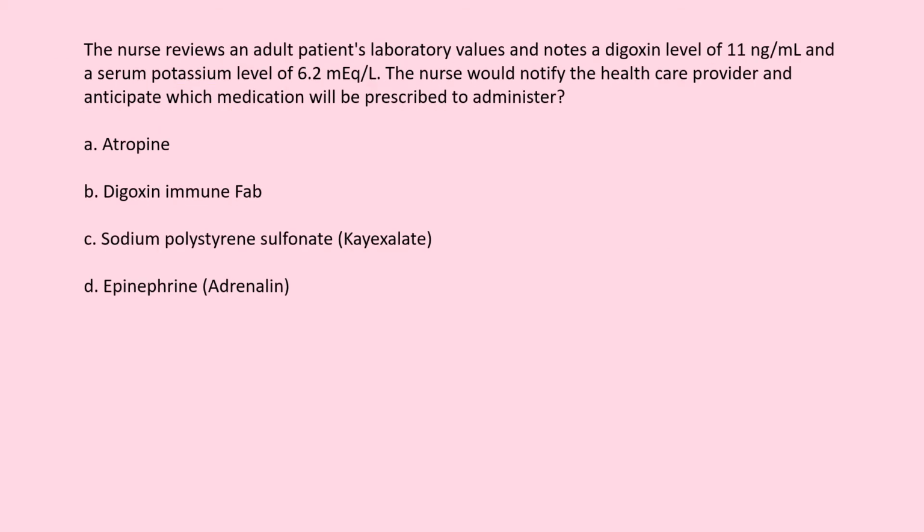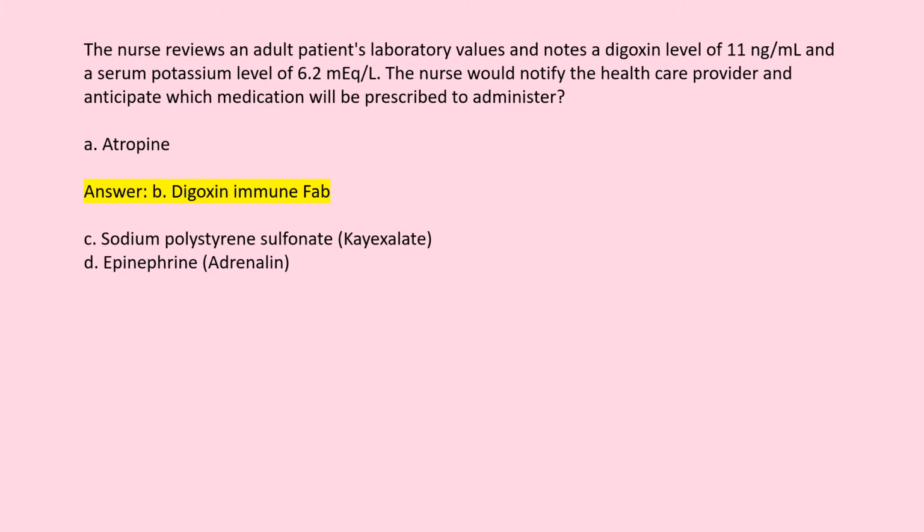The nurse reviews an adult patient's laboratory values and notes a digoxin level of 11 nanograms per milliliter and a serum potassium level of 6.2 mEq/L. The nurse would notify the healthcare provider and anticipate which medication will be prescribed to administer. A. Atropine. B. Digoxin immune fab. C. Sodium polystyrene sulfonate, Kayexalate. D. Epinephrine, adrenaline. Answer. B. Digoxin immune fab.